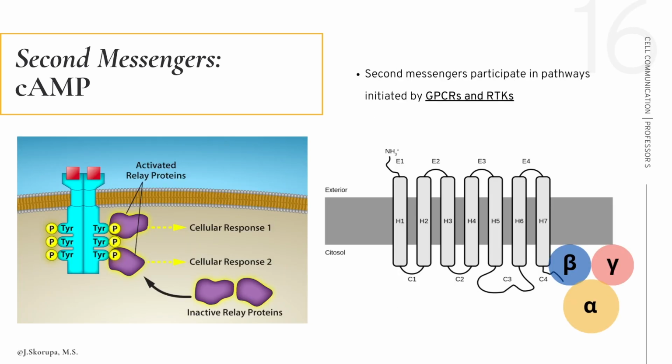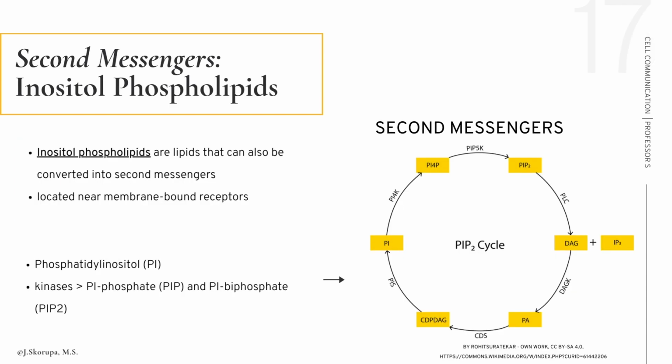As we just discussed, second messengers participate in pathways initiated by GPCRs. They are also involved in RTKs. For a review on these, you can see part 1 of this lecture. Next, we look at inositol phospholipids. These are lipids that can be converted into second messengers. Because these molecules are membrane components, they are located near membrane-bound receptors and can easily interact with them.